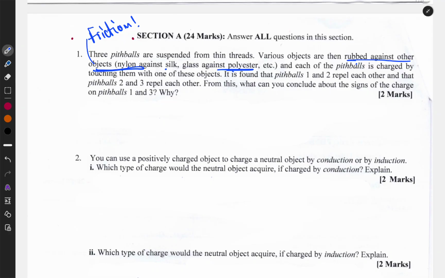Here, each of the pith balls is charged by touching them. This is conduction. So we are going to do conduction, touching them with one of these objects. We don't know which one. Are we going to touch them with the nylon, which is positive, or with the silk, which is negative? We don't know. So we're going to charge by conduction, but with one of these objects.